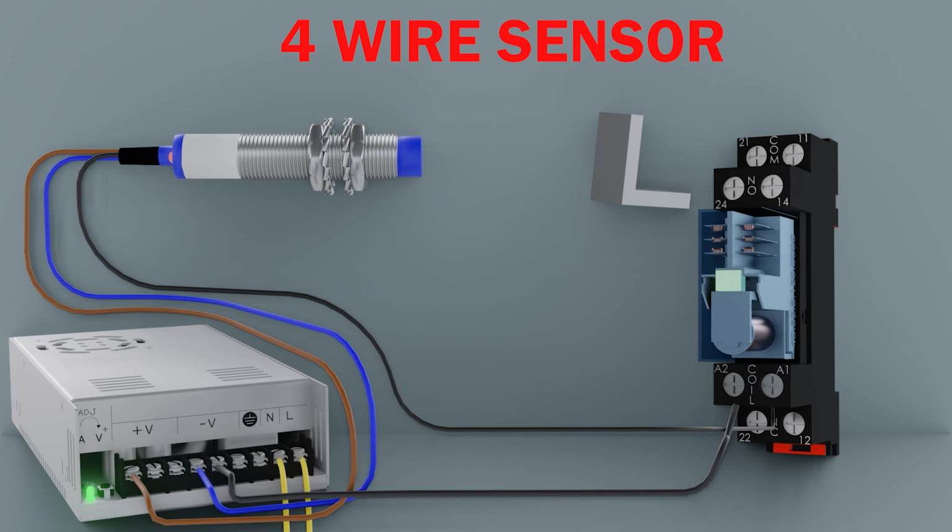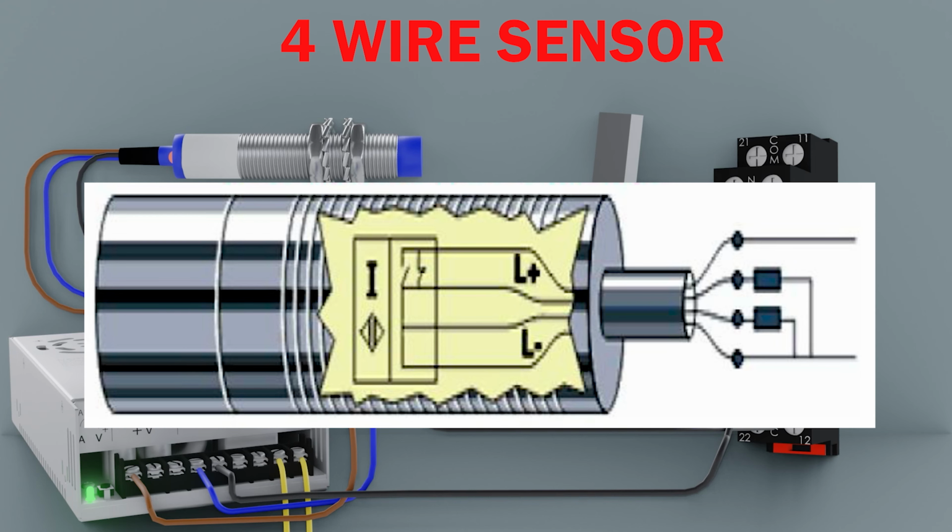We also have the 4-wire sensor that has the following diagram, where it is similar to the 3-wire sensor, only unlike this one, it presents two signals that are normally open and normally closed.